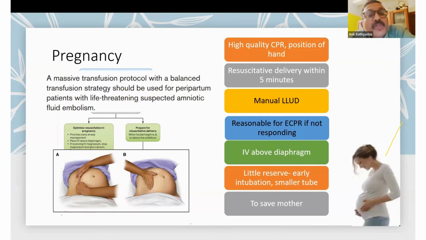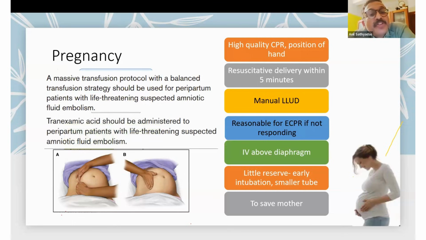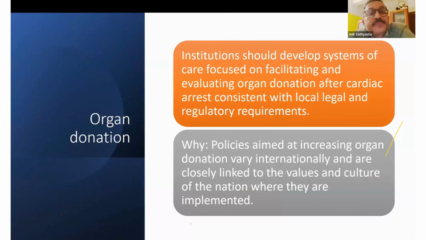And a massive transfusion protocol with a balanced approach, specifically for amniotic fluid embolism, because these patients would have DIC and a lot of blood loss. They ask to start a massive transfusion protocol, but with a balanced transfusion strategy. So you have to do hemoglobin and other tests, maybe point of care TEG, to decide how much blood transfusion we need. And tranexamic acid should be administered to peripartum patients with life-threatening suspected amniotic fluid embolism. That is again recommended with class of recommendation 1. So these are the major changes for pregnancy CPR.